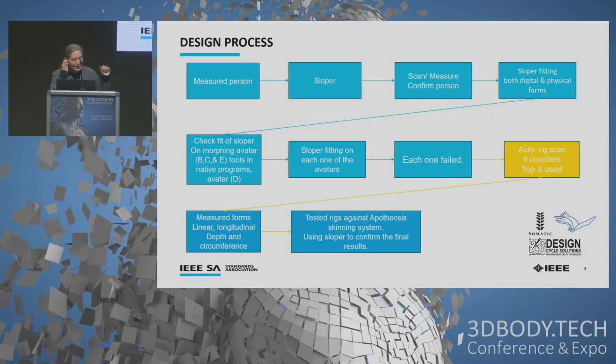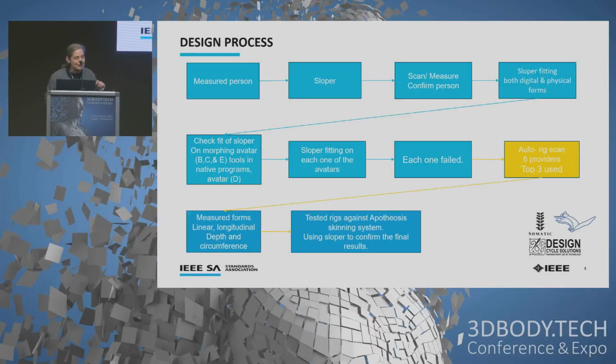Design flow: we measured the person, designed the sloper, confirmed, and then scanned to make sure that that was correct, did a sloper fitting. This is kind of all of the different processes. We also then used different avatars to confirm if that was correct, did the sloper on the avatars, and every one of these failed. We also then decided to auto-rig it based off of the one that we liked, measured that, and then we tested it.